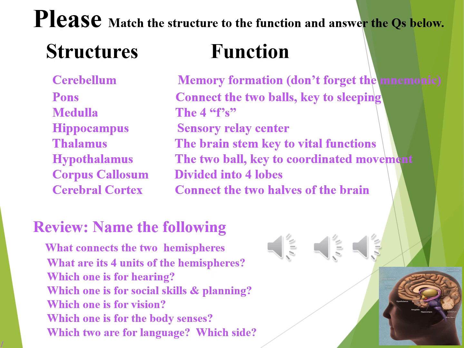For social skills and planning, remember Phineas Gage, he lost his social skills dramatically after his accident. That'd be the frontal lobe. Which one is for vision? Is it optical or occipital? Hopefully you went with occipital.